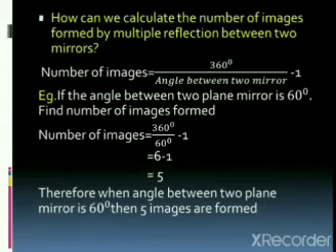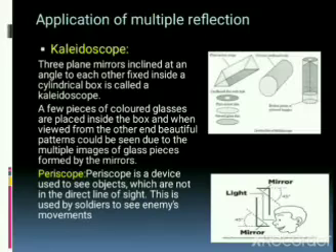If any angle is given, you can use this formula to find the number of images. If suppose the angle between two plane mirrors is 90, then simply replace the angle between two plane mirrors by 90 degrees. If the angle between two plane mirrors is 45, then simply write 45 over here. You will find the answer by simply calculating it.